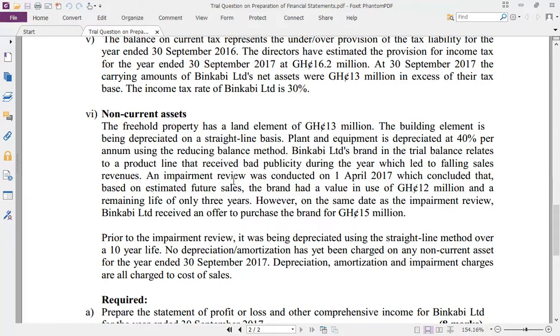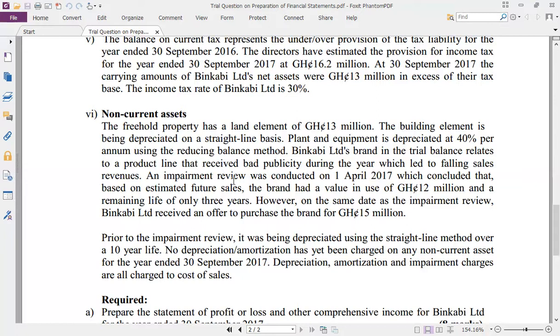The brand in the trial balance relates to a product line that received bad publicity during the year, which led to a fall in sales revenues. An impairment review was conducted on 1st April 2017, which concluded that, based on estimated future sales, the brand had a value in use of 12 million and a remaining life of only 3 years.